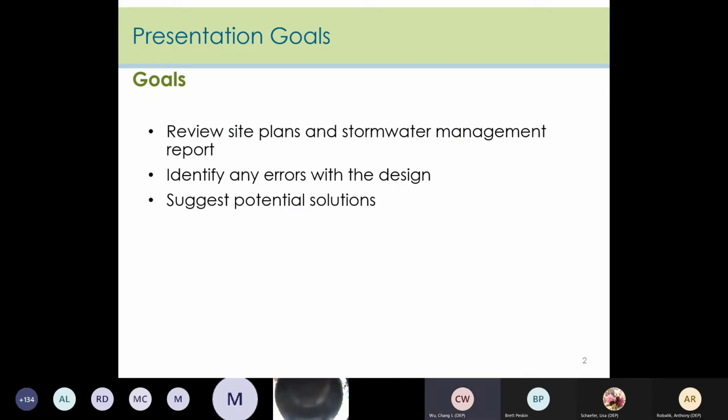And when you review a project, you always want to review the site plan, the report, and also identify any errors with the design. And then you may want to suggest potential solutions to overcome those errors.